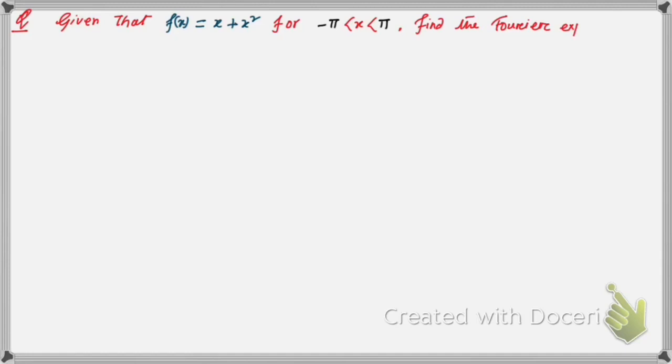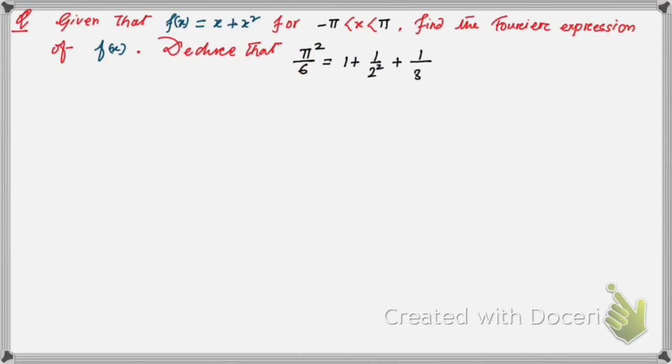So now let us solve a question. This is the given question, right? Let me write the given question first. We have to find a Fourier expression of f of x, then we have to deduce this relation, right? So first let me write the solution. This is the given function, right?